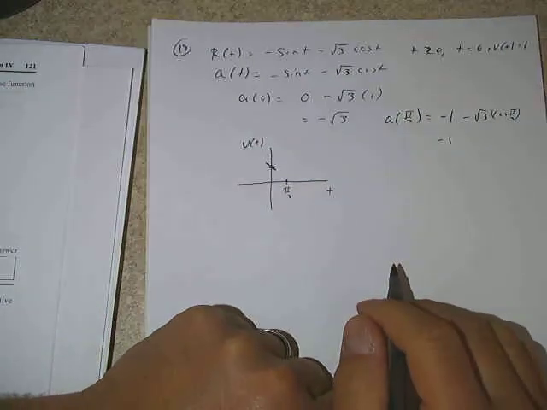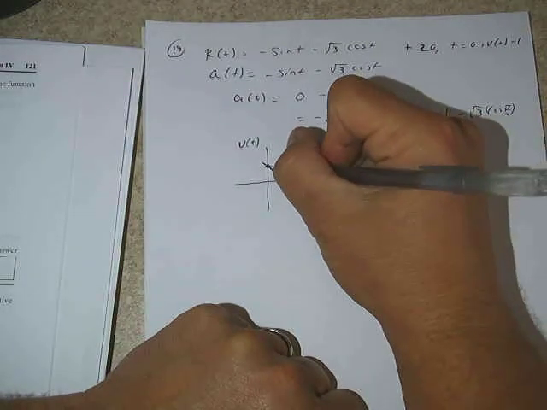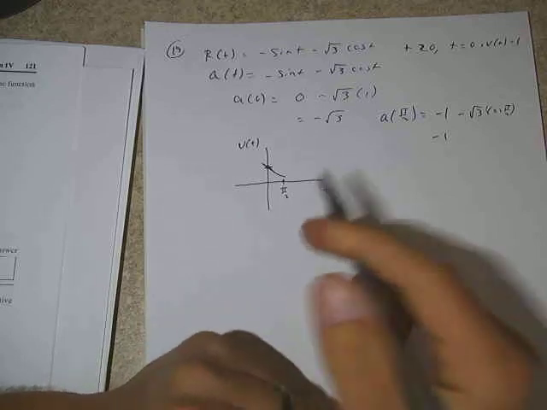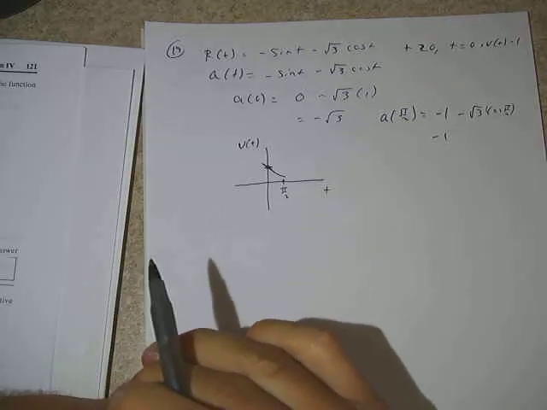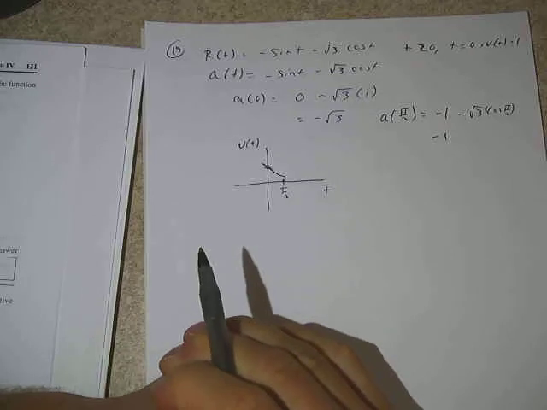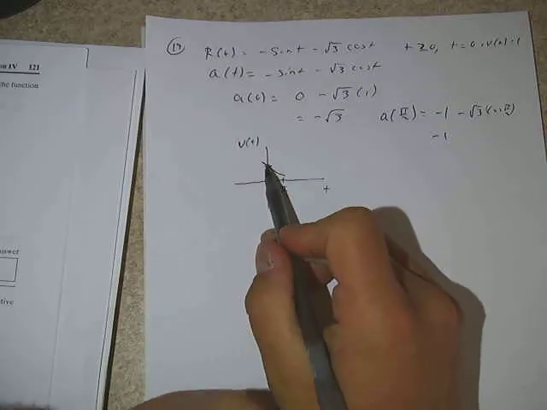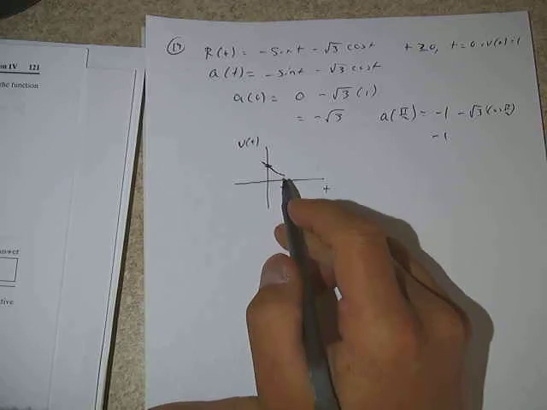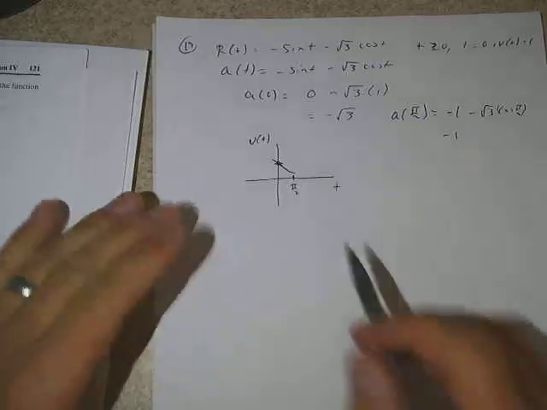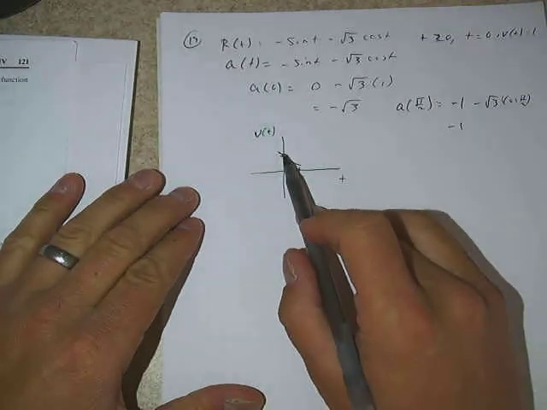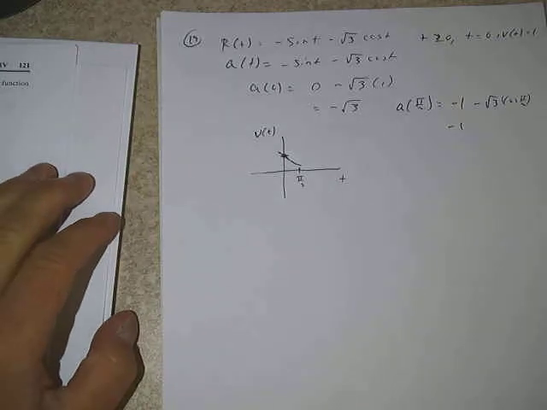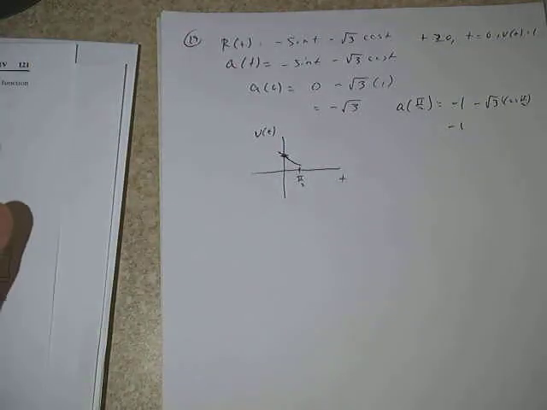Okay, and just for argument's sake, if we did A at pi over 2, sine would be 1, so we'd have negative 1 minus radical 3 times cosine of pi over 2. We know cosine of pi over 2 is 0, so we get negative 1. So even over here at time pi over 2, the acceleration is still negative, which means the slope of the velocity curve would still be negative. It's a little less negative because negative 1 is greater than negative 3. Okay. All right, so ultimately, this is our velocity curve, if you will.